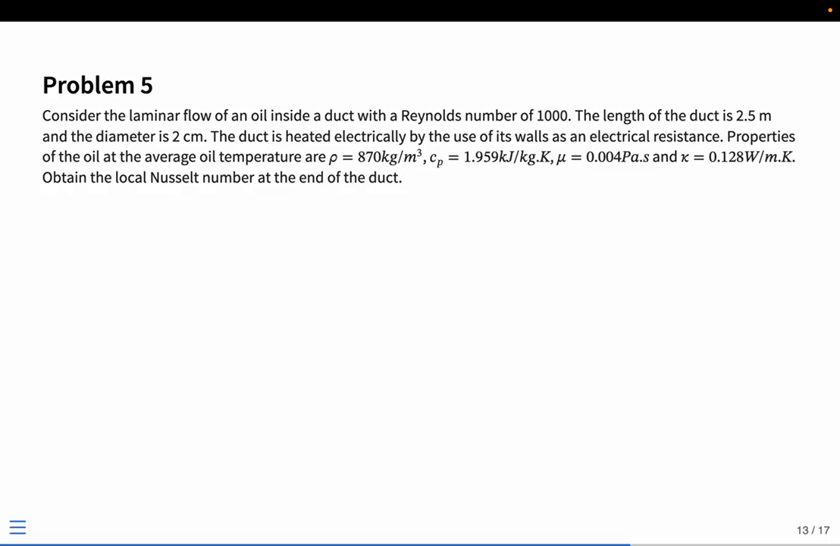The properties of oil at average oil temperature are directly given to you, so you don't have to calculate different temperatures and all of that. All the property values are given to you directly. Obtain the local Nusselt number at the end of the duct. So this question is again straightforward. First you have to check whether it is fully developed or not. And then if it is fully developed, use the Nusselt number for the fully developed case, and if it is not, use the one from the developing flow condition by substituting x equal to that particular length of the duct, which is 2.5 meters.